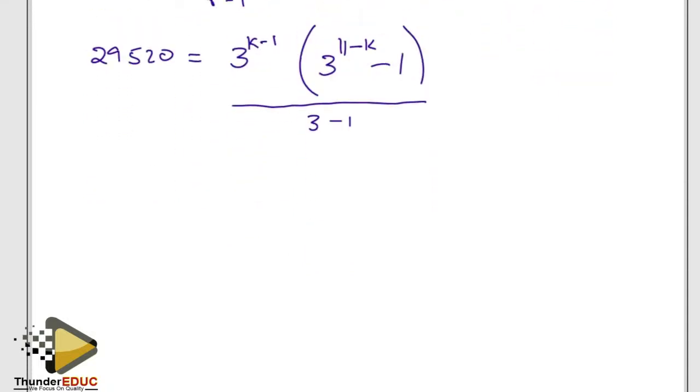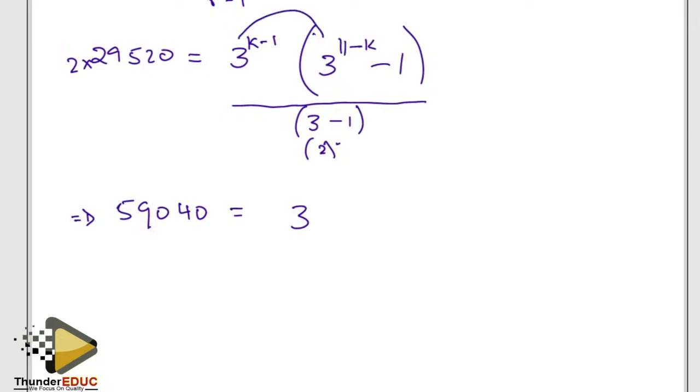Okay, so simplifying this denominator, I'm going to end up with a 2. Remember, we're saying this is going to be a 2, then I'll multiply this 2 by that. What we get, calculator is giving me 59,040 is equal to 3^k. That's fine. Let me open this up, and open this up.